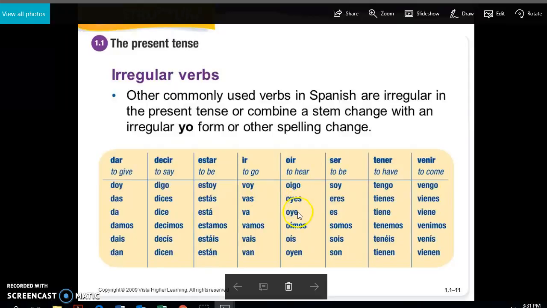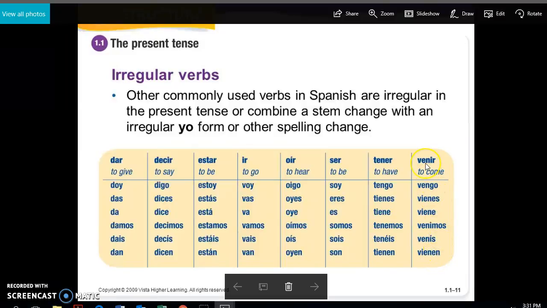Oír, oigo, oyes, oye, oímos, oyen. Ser, soy, eres, es, somos, son. Tener, tengo, tienes, tiene, tenemos, tienen. Venir, vengo, vienes, viene, venimos, vienen.